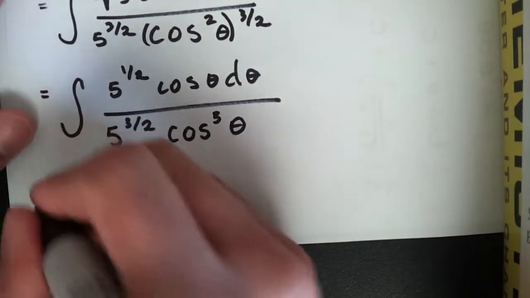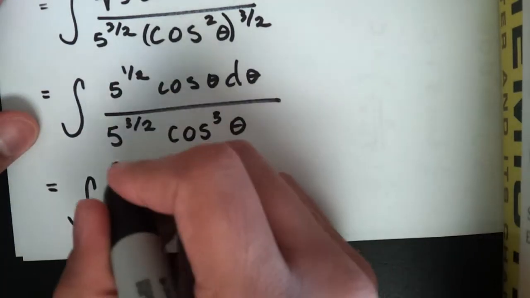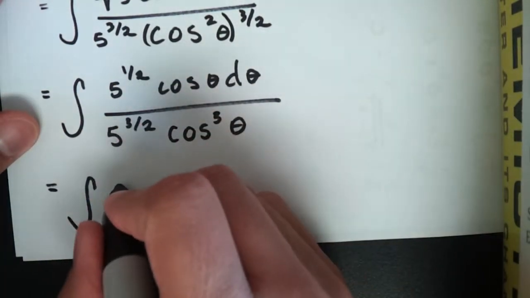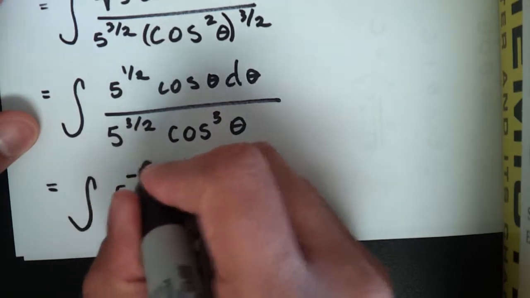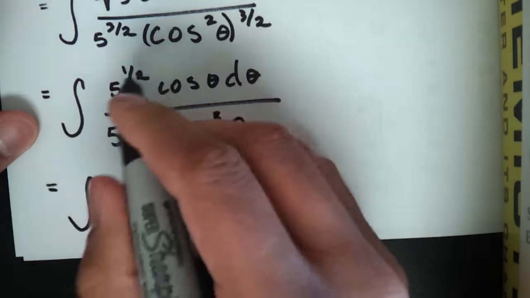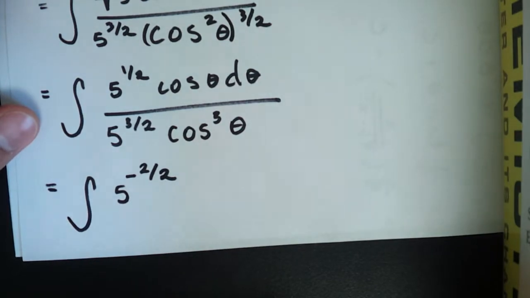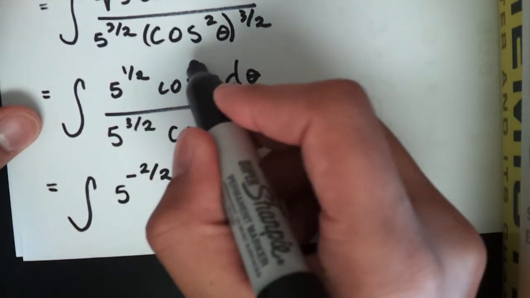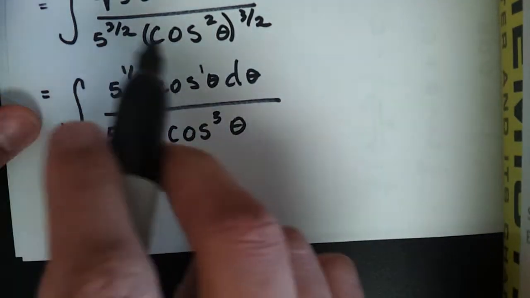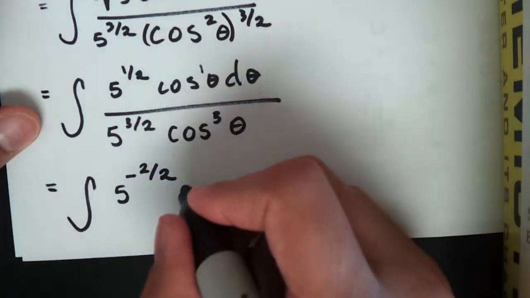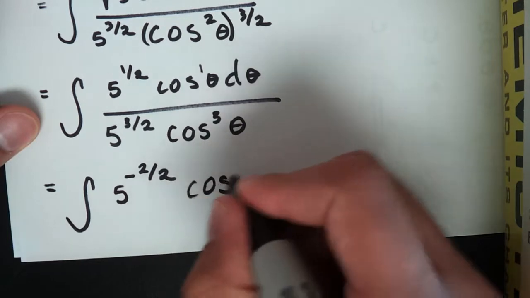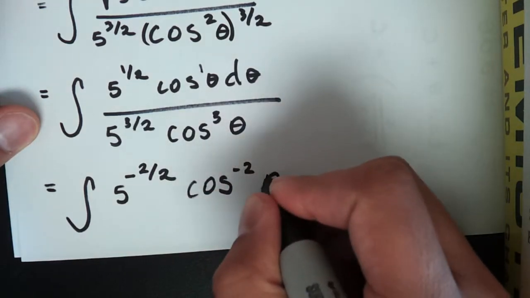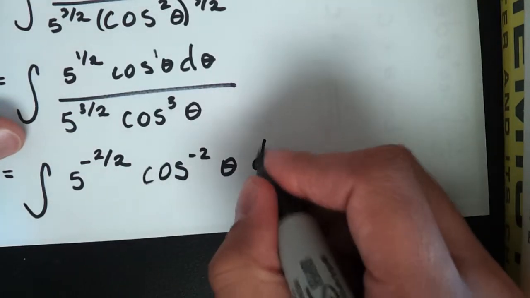So if I do that, then I'm going to have 5 to the negative 2 over 2, right? Because 1/2 minus 3/2 is negative 2 over 2. And then I have here a hiding 1. So 1 minus 3 is negative 2. So then I have cos to the negative 2 theta d theta.